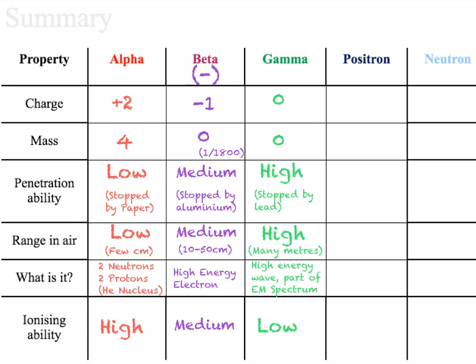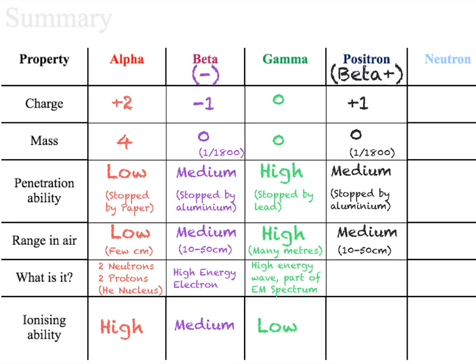Our positron radiation, or beta plus radiation, is the same as the beta minus radiation, except that it has a charge of +1. Its mass is 0 or 1 over 1800. Its penetrative ability is medium, as is its range in air. It is a positron, which is the antiparticle of the electron, or a positive electron, and it has medium ionizing ability.